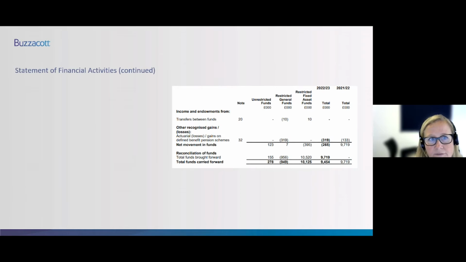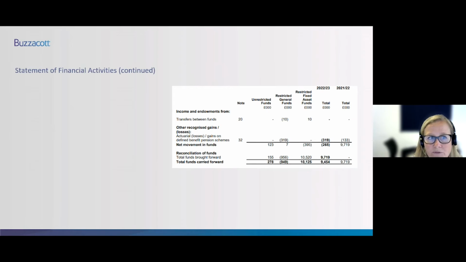You would then have that transfer to tie up your restricted fixed asset fund to your fixed assets. You also, in this bottom half of the statement of financial activities, have the movements on the pension scheme, and this actuarial movements line represents the impact of the change in assumptions used by the actuaries to value the pension scheme. So things like future inflation, future pay awards, returns on assets, mortality rates, and all of these things, as you can imagine, are hard to predict, particularly in the current environment.